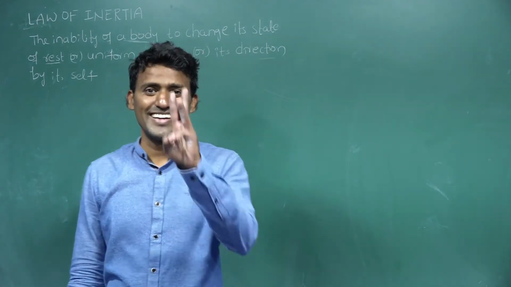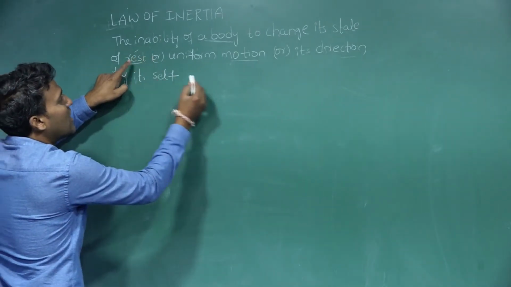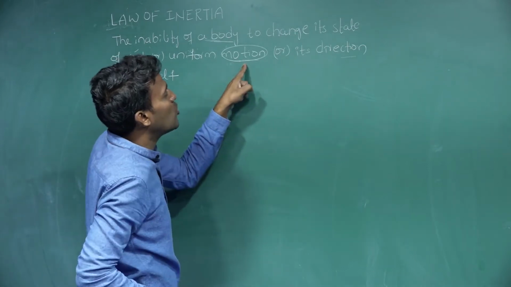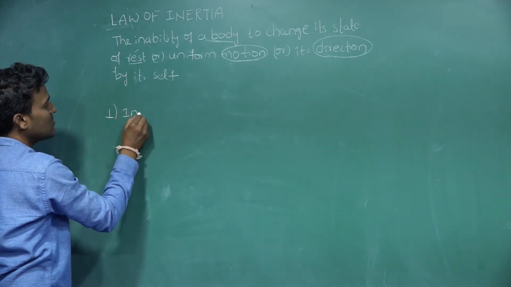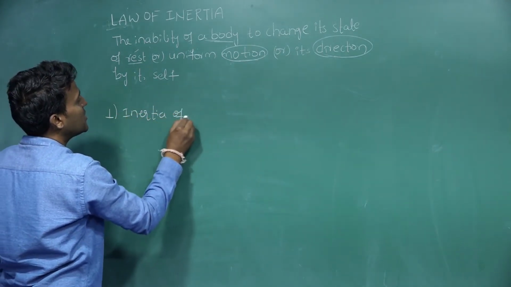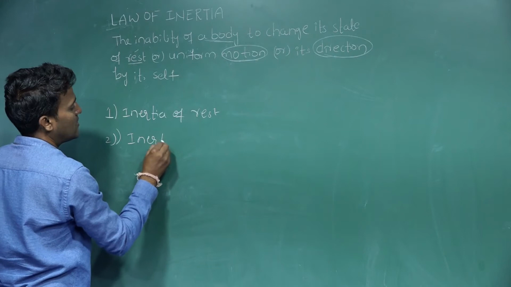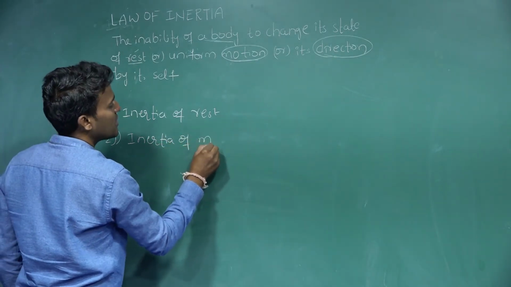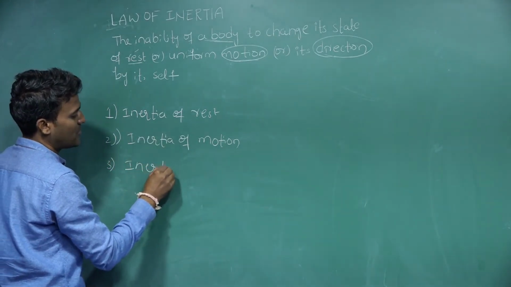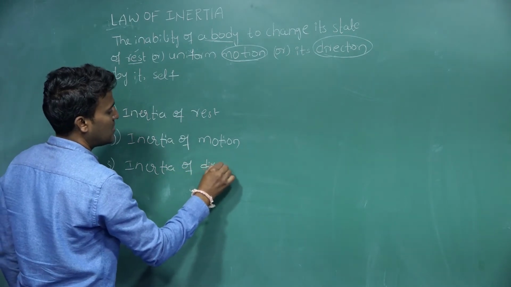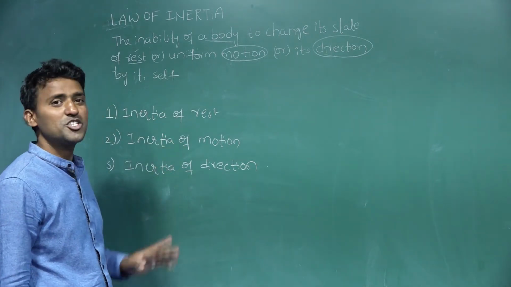This law of inertia has three types. According to the definition, I will tell you about inertia of rest, inertia of motion, and inertia of direction. Inertia of rest, inertia of motion, inertia of direction. Isn't it?